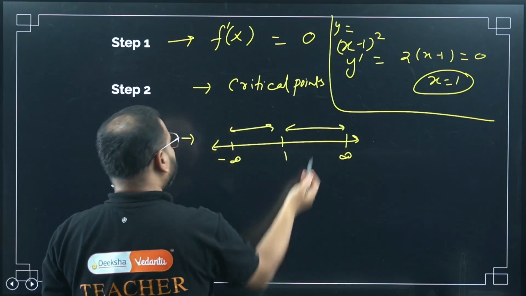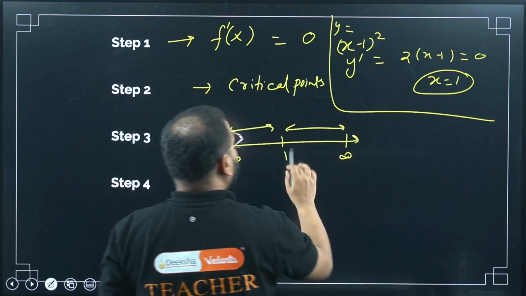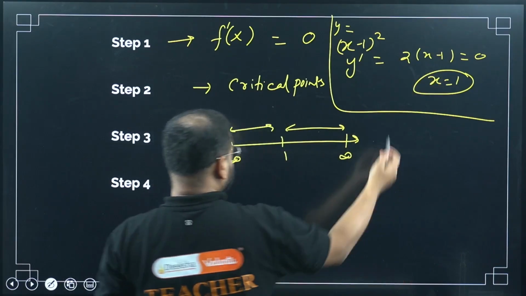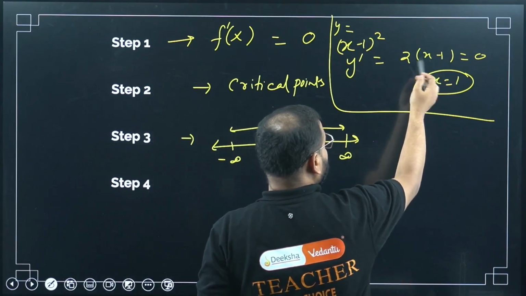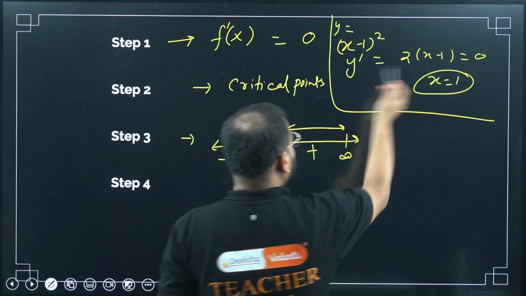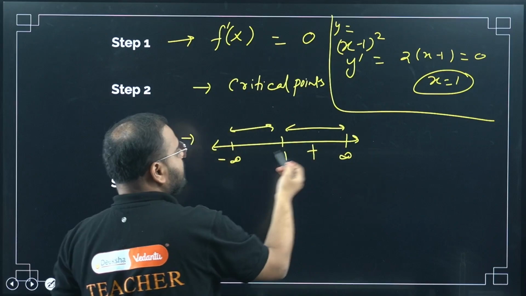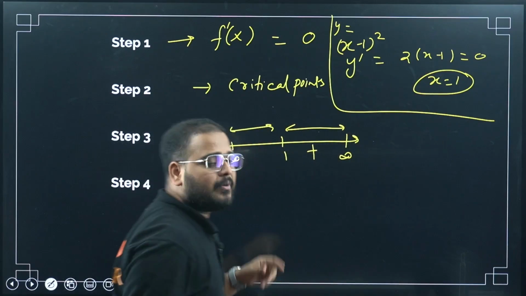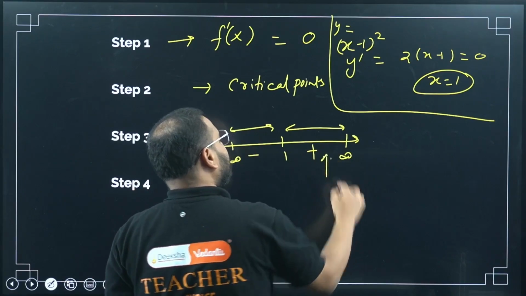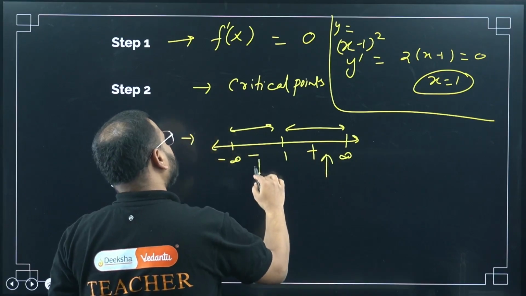Simply put the values after 1 in this derivative. After 1 I can put 2. Putting 2, 2 minus 1 is 1, and that will be a positive number. So I'm getting positive here. Now put a number before 1. I can put 0 also. 0 minus 1 will be a negative number. So I'm getting negative. Wherever it is positive, I can call the function increasing. Negative means the function is decreasing.